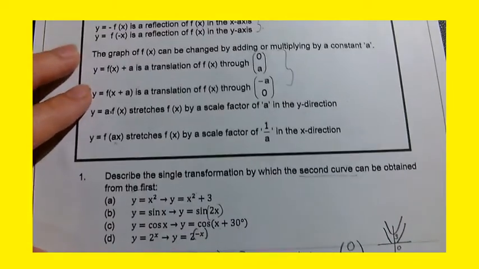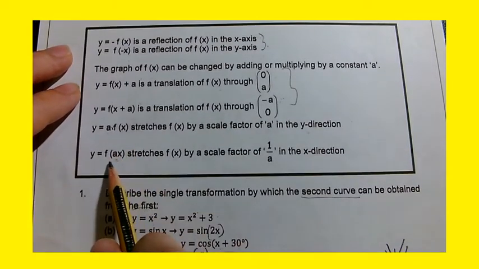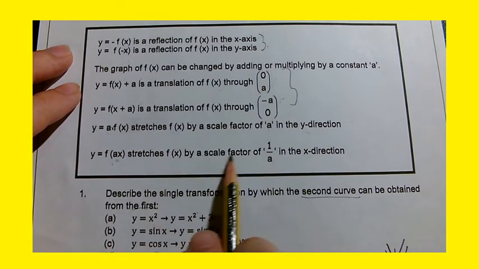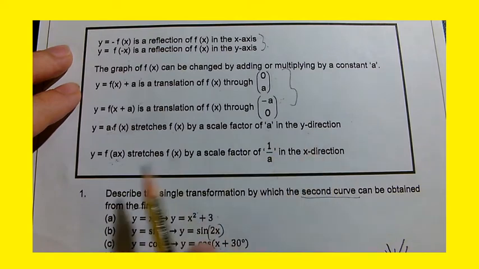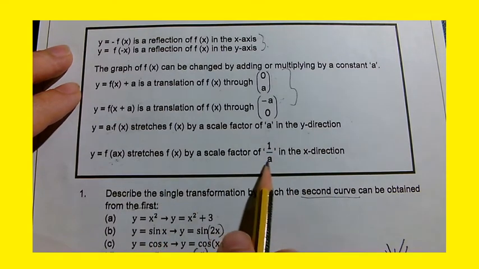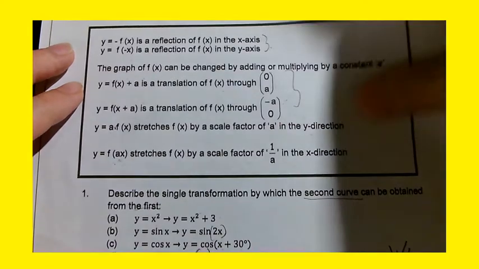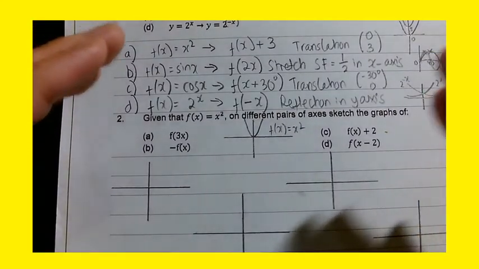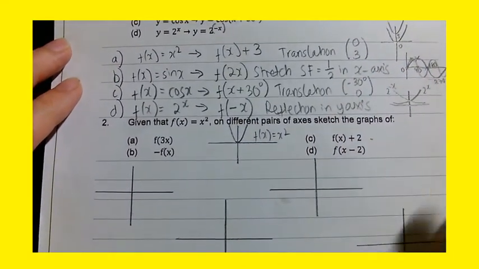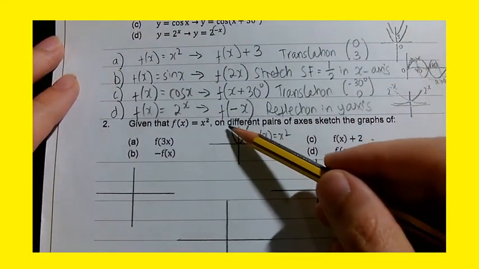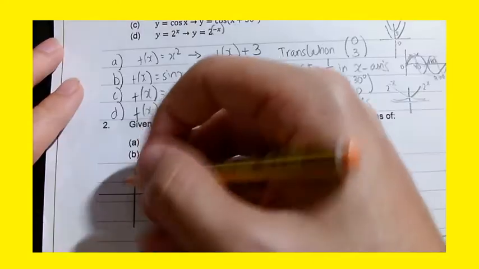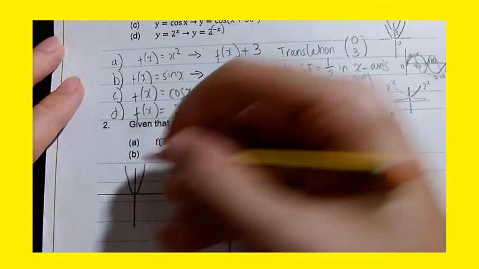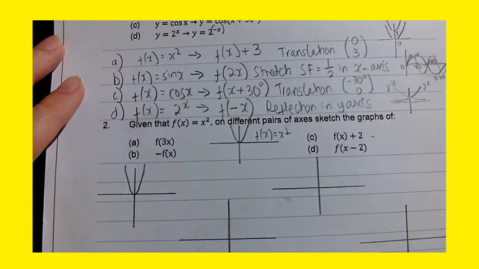So if I go back to my transformation notes, f of 3x would align with this, f of ax. So it stretches the function by a scale factor of 1 over a in the x direction. So in this case, it will stretch the function by a scale factor of a third. Now what would that look like in this situation? Remember, if I have a stretch of scale factor of a third, then that will compress the graph. So this graph will look a lot more narrow compared to what it was originally.